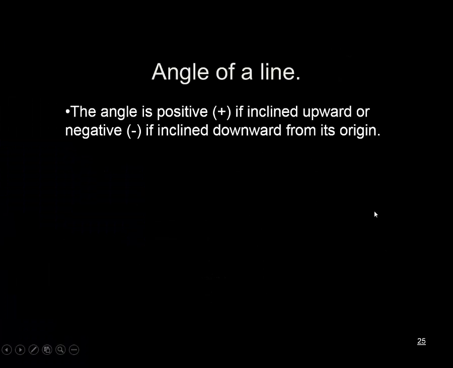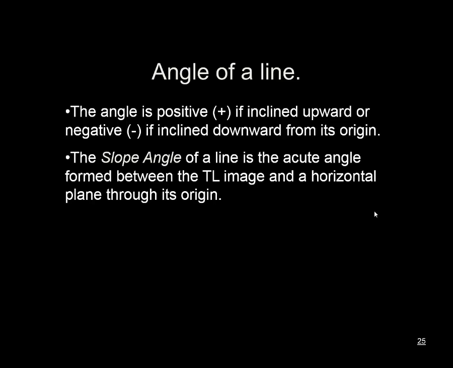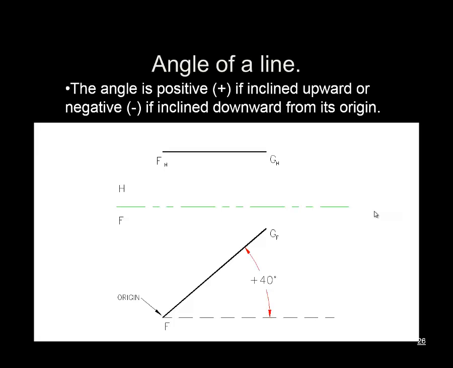And then we've got to figure out, is it positive or is it negative? So that goes back to the lettering of the lines. We go in alphabetical order. That tells us which direction it's going. Obviously, if it's going up, it's positive. If it's going down, it's negative. And then the slope angle is just the acute angle between the horizontal plane, if you will, and the true length line. We'll look at that in action here in just a second.